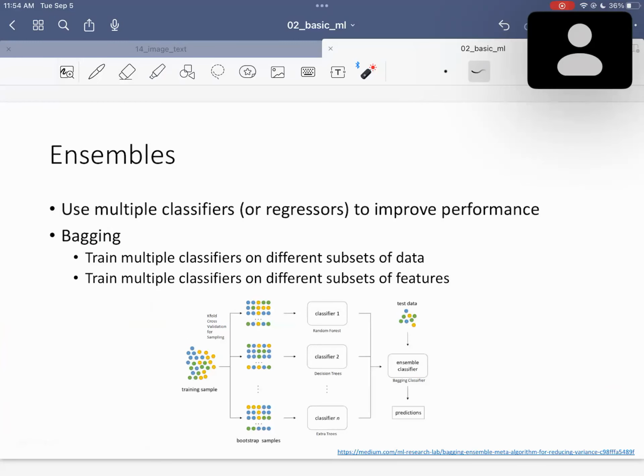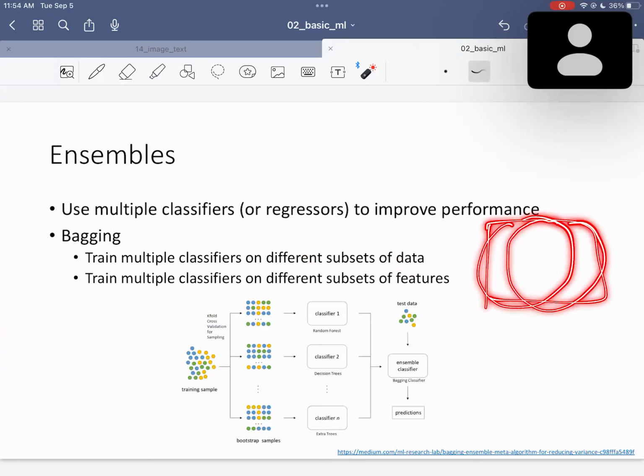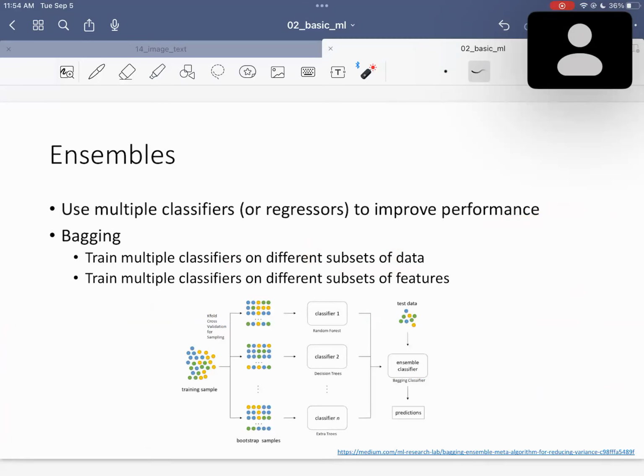Bagging is training multiple classifiers on different subsets of data. If you have a lot of data, you use this much for training one model, this much for training another model, and so on. You sample like 90%, 85%, or 80% of your training samples to train a slightly weaker classifier, and then you average them out. That's bagging. Or you can use a subset of features. If you have 1,000 features, you use 900 features each time to train multiple different models, and that's where random forest comes in, right?